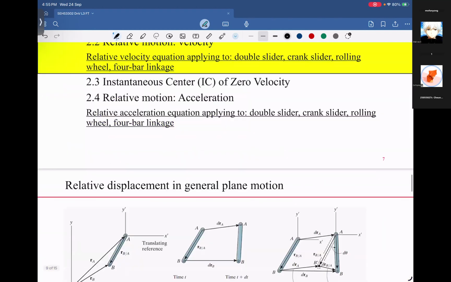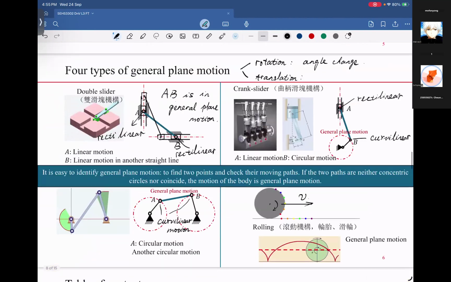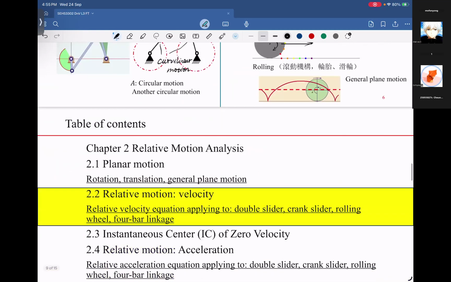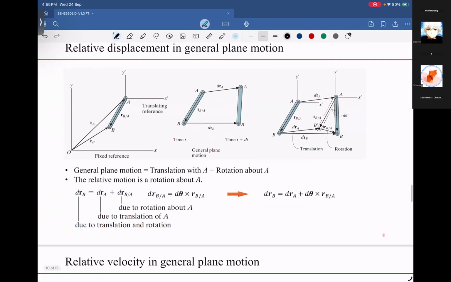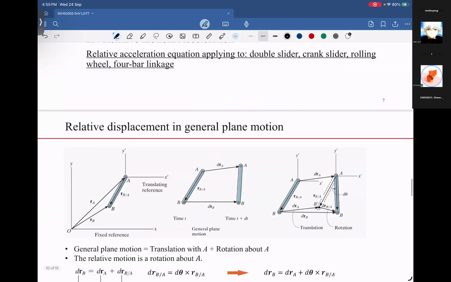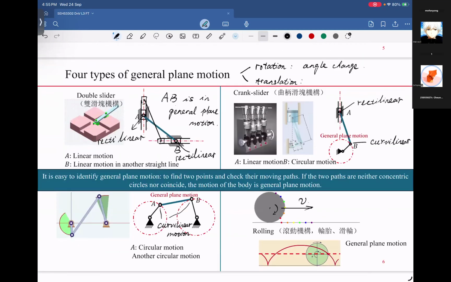We talk about relative motion of velocity and the relative motion of acceleration. Today we continue on the relative motion in velocity. Before we continue, we just check these animations.